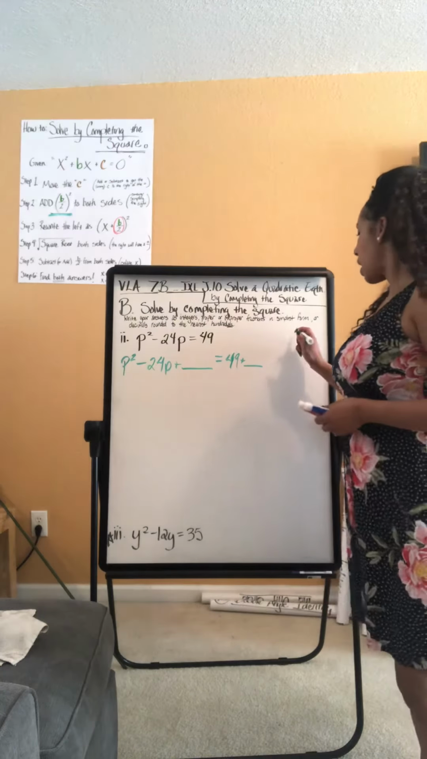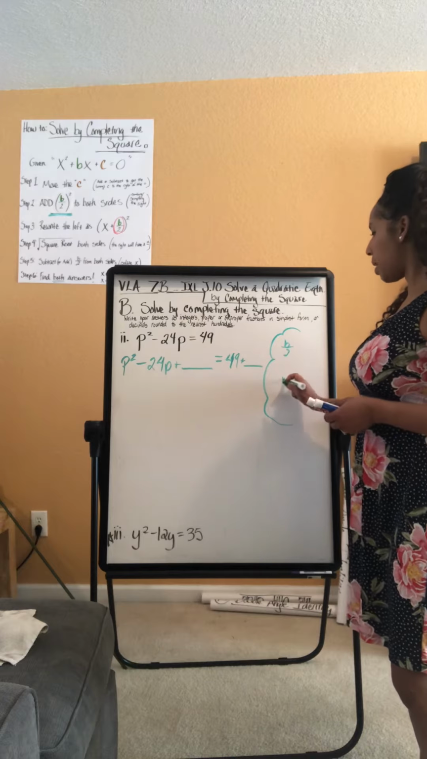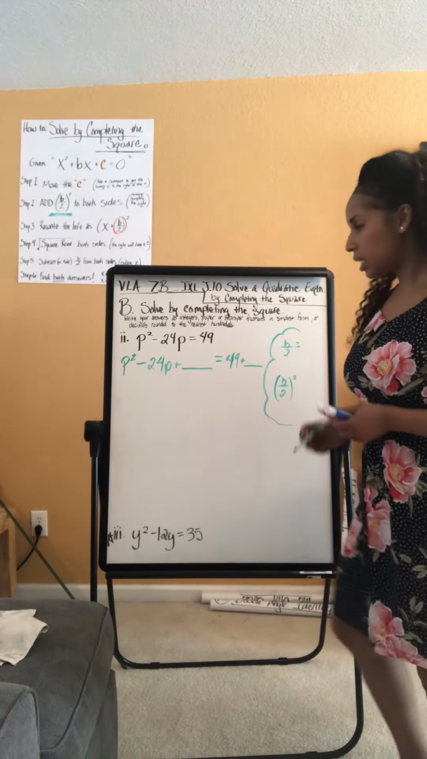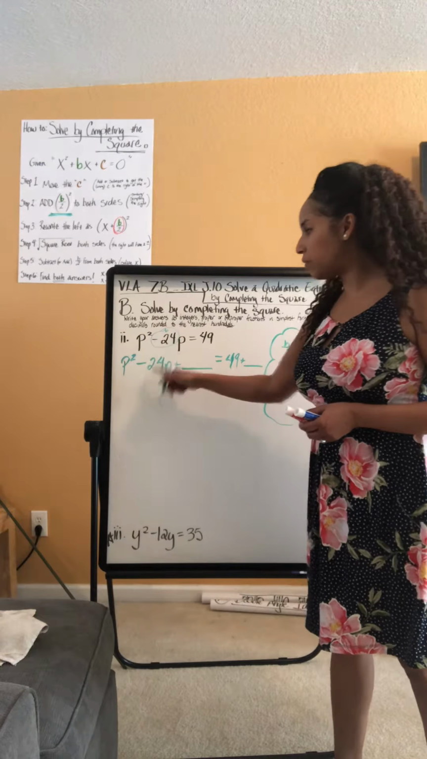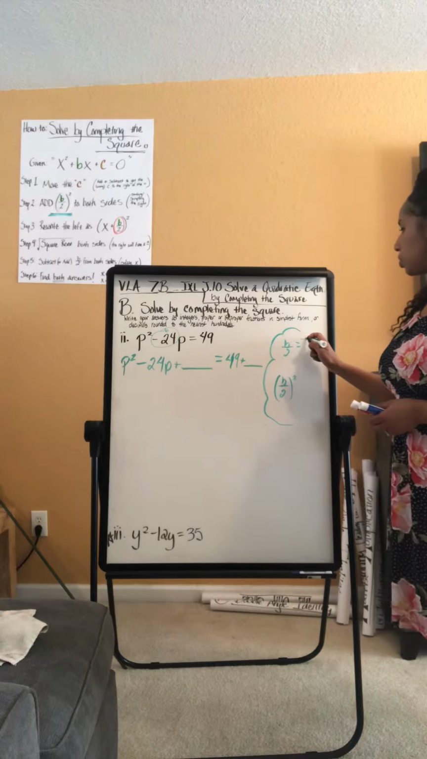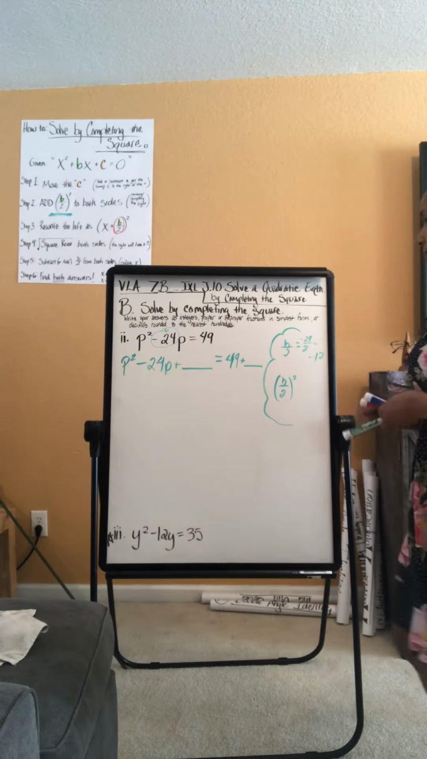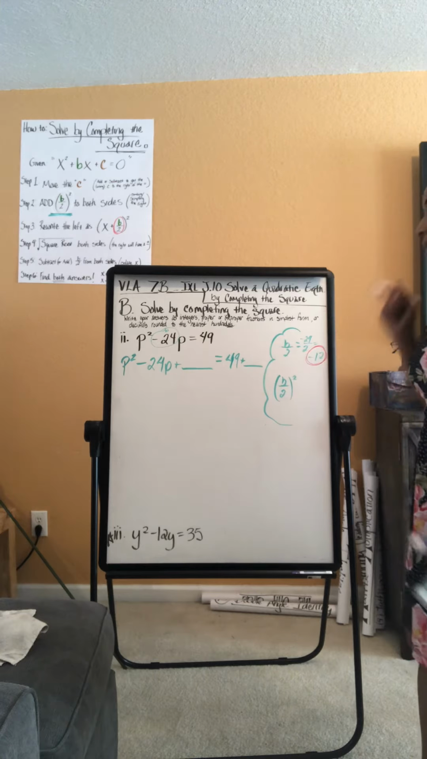So now I need to find my B over 2, and I need to find my B over 2 squared. So my B is the number negative 24, right? Negative 24. So B over 2 is negative 24 over 2, which will give me negative 12. And I will hold on to that. Negative 24 divided by 2 is negative 12.